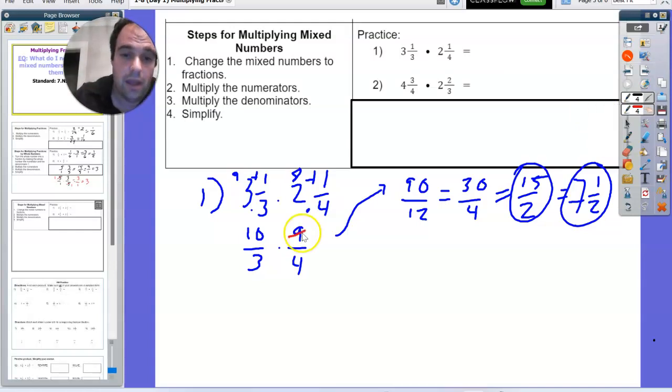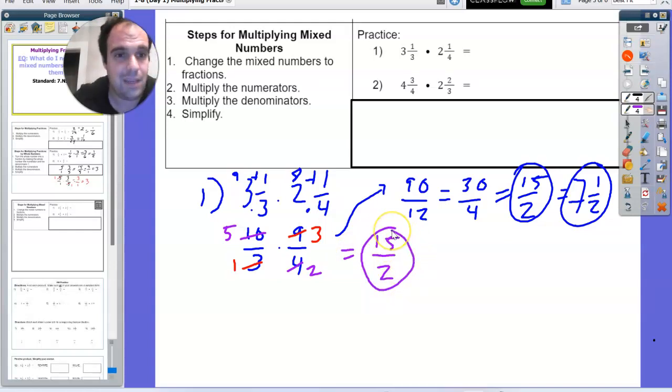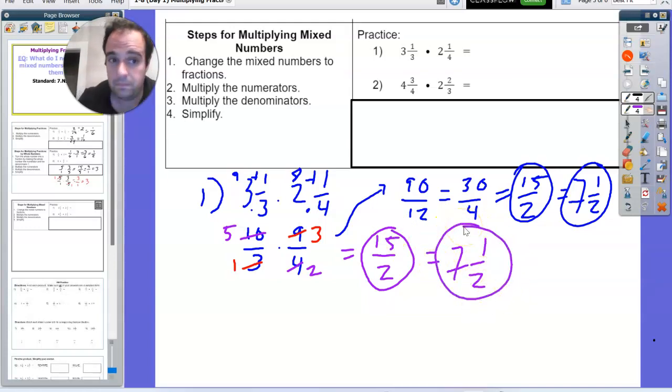Here we see that both 9 and 3 can both be divided by 3. So I'm going to go ahead and do that. 9 divided by 3 is 3. 3 divided by 3 is 1. Okay. I also see that 10 and 4 are both even numbers, so I can divide them both by 2. 10 divided by 2 is 5. 4 divided by 2 is 2. Multiply across, I get 15 over 2. Look at that. Same answer as the one in blue. This also equals 7 1/2, no matter how I spin it.